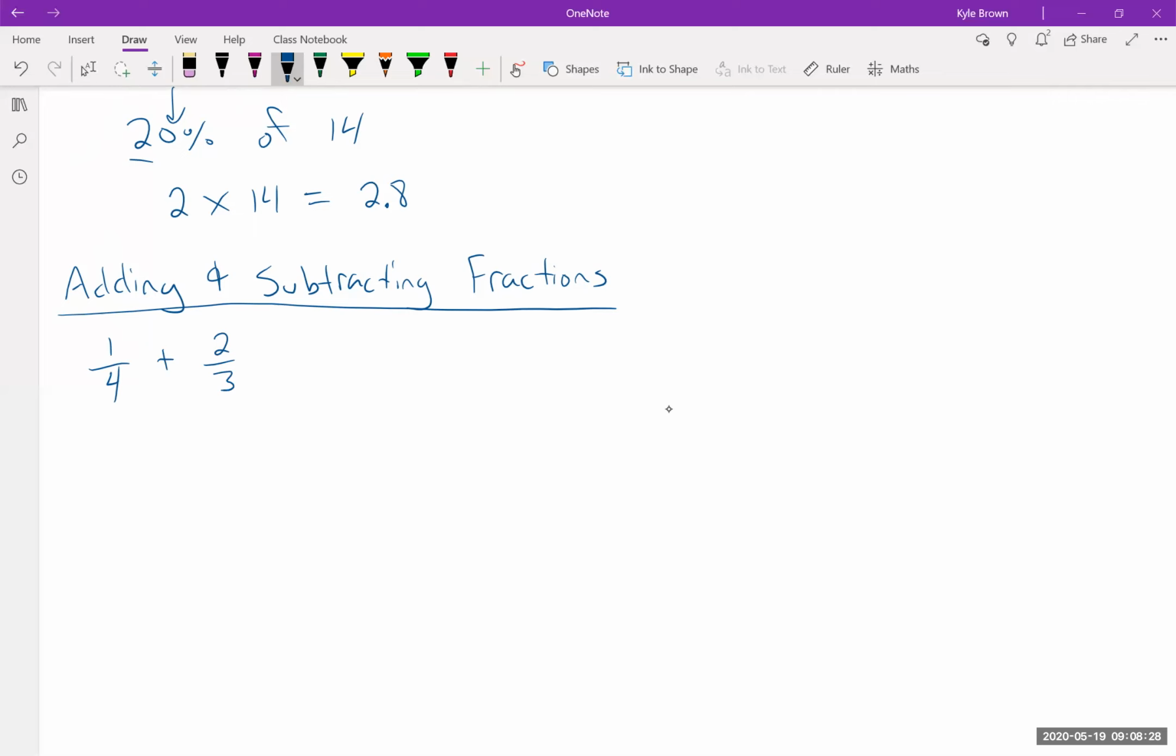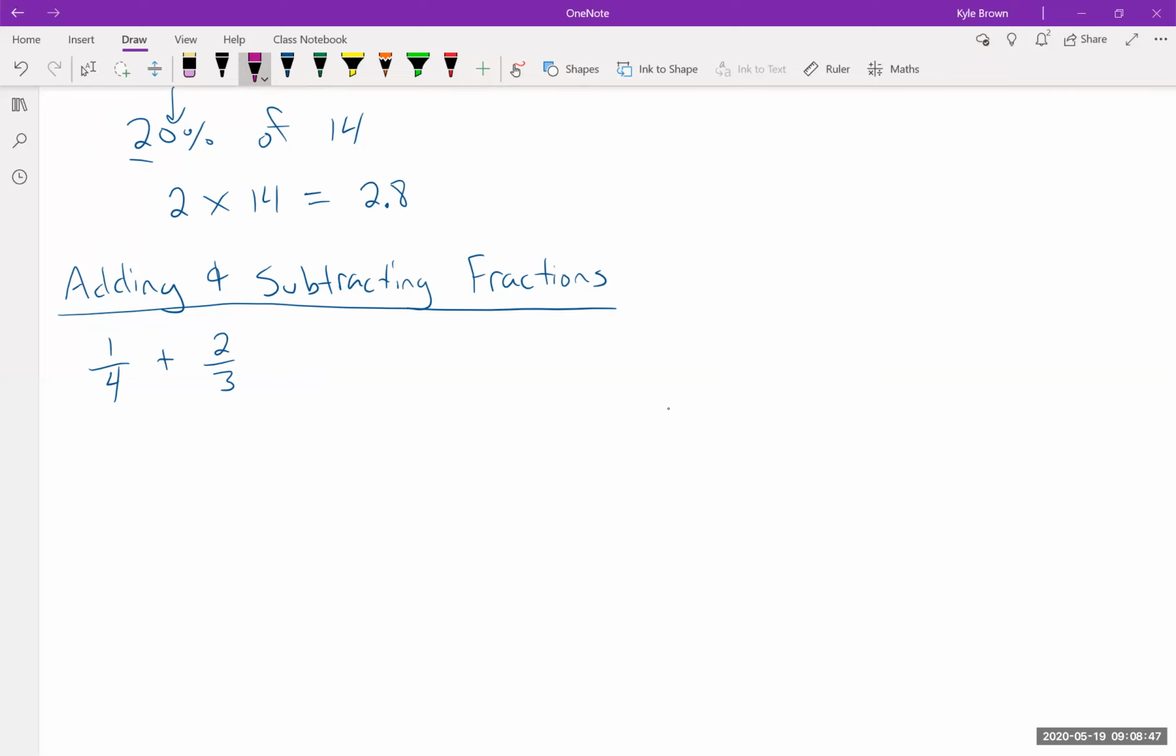Okay, so what do we need when we are adding and subtracting fractions? We need a common denominator, right? I've said that a ton of times this year. So we need a common denominator. Remember, the denominator is the bottom number, right? So we need that to be the same.